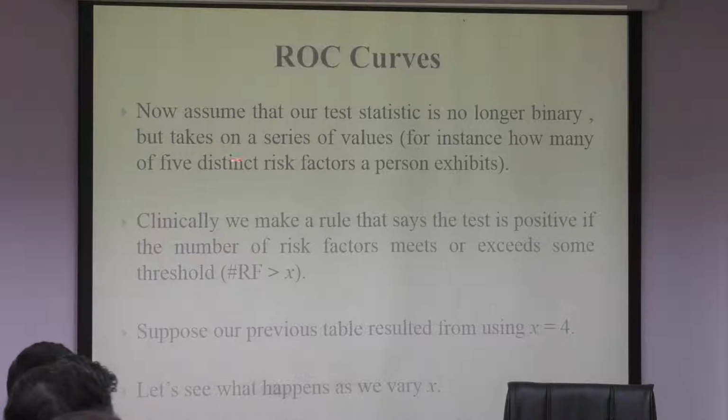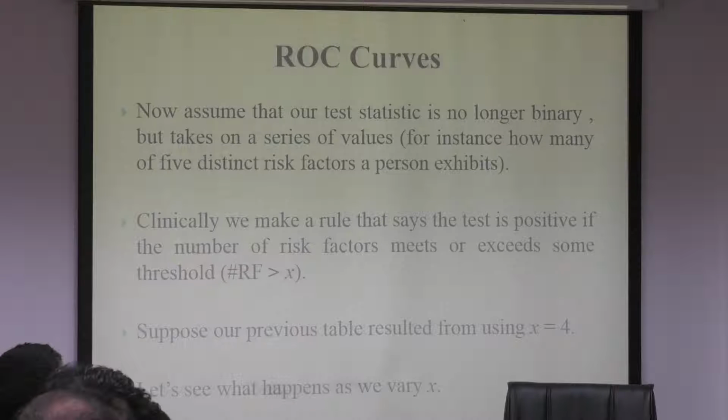Now the ROC curves. Now assume that our test statistic is no longer binary, but takes on a series of values. For instance, how many of 5 distinct risk factors a person exhibits. What does this example mean? It means that the person might have 0 risk factors out of 5, it could be 1 risk factor, it could be 2 risk factors, 3, 4 or 5 risk factors, right? Now this is a continuous variable.